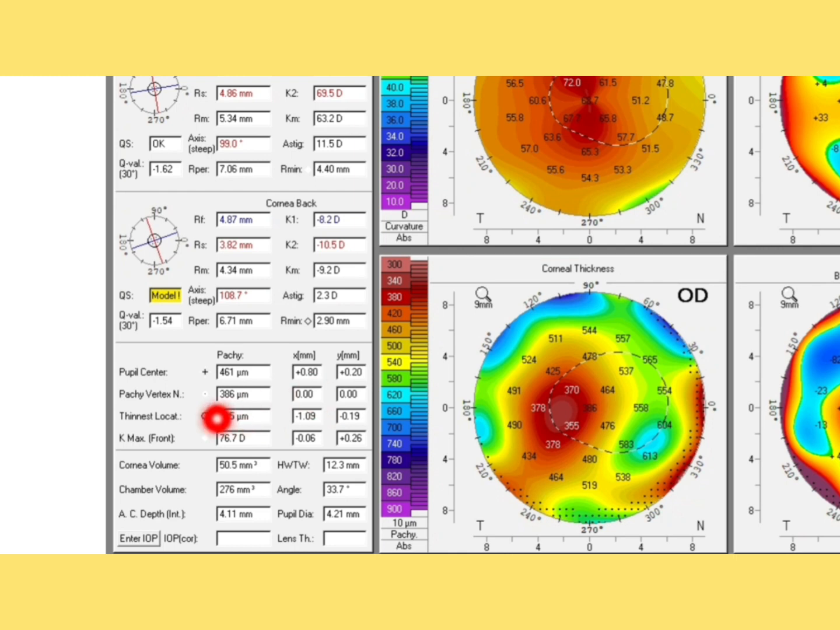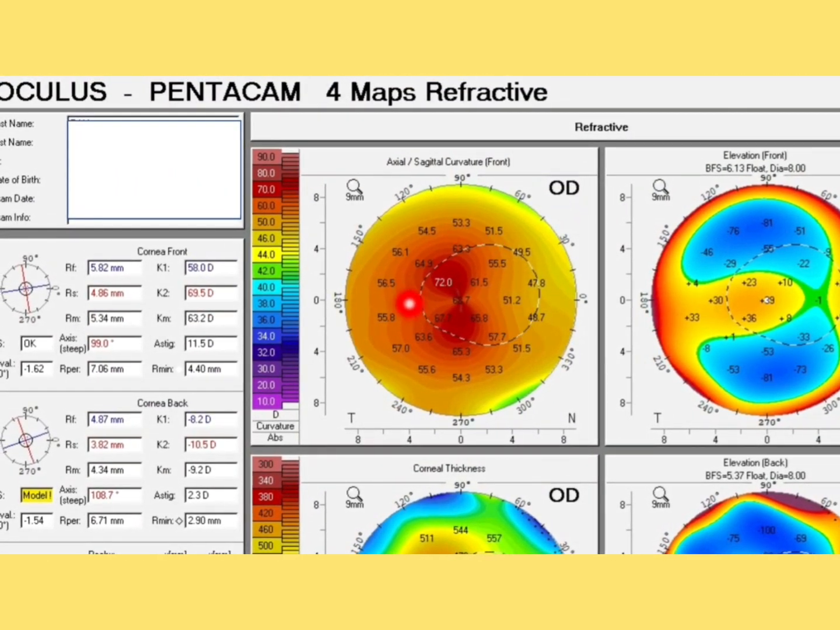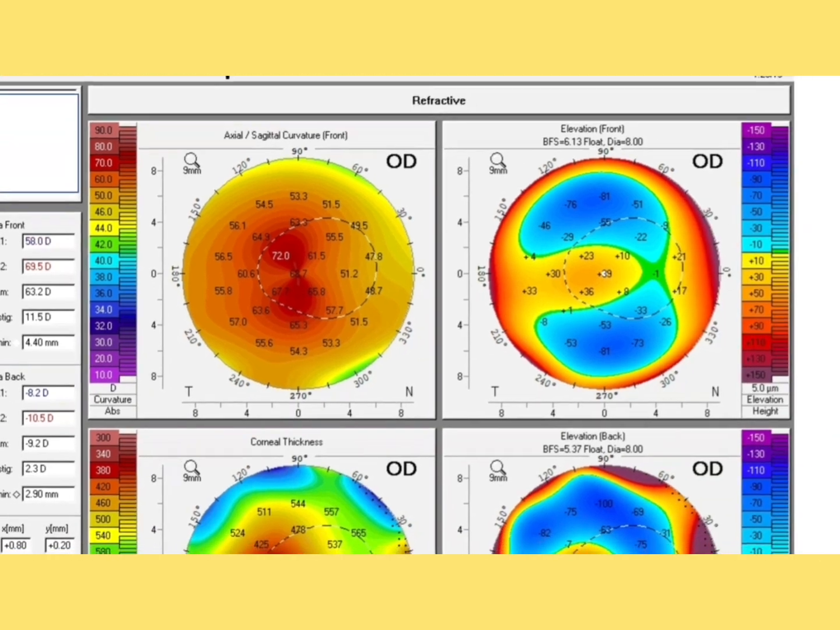Then thinnest local is 335. Now if you see here in the sagittal curvature map, it is a round or nipple cone type keratoconus. Here you will see the localized central area is affected, where there is a symmetrical bow tie pattern. Here if you see the difference between these two, it is more than 2. That is indicating something abnormal is going on in the cornea.